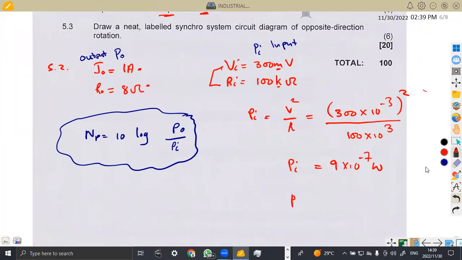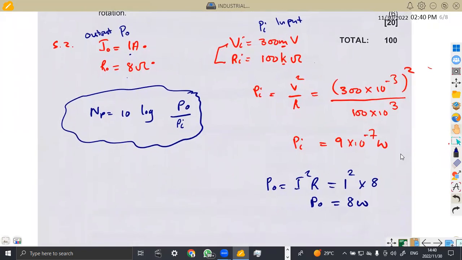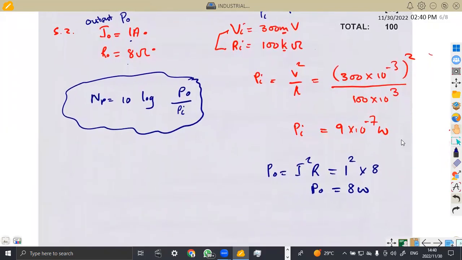So P out, like I said, we've got current and resistance. So power is given by I squared R. So it's the output current, which is 1 amp. So it's 1 squared times the resistance of 8. This is direct, which is 8 watts. So the output is 8 watts. And the input is 9 times 10 to the power of minus 7 watts, guys.